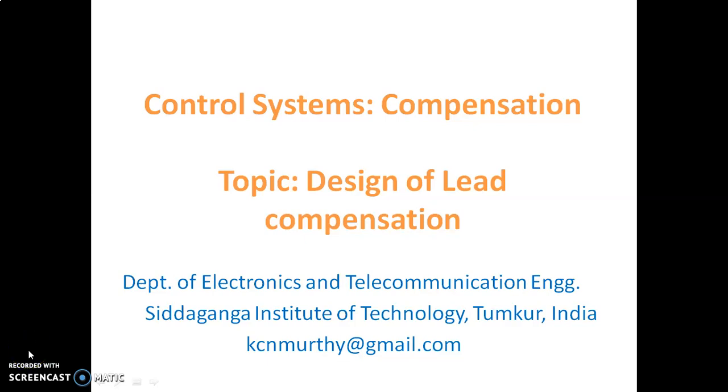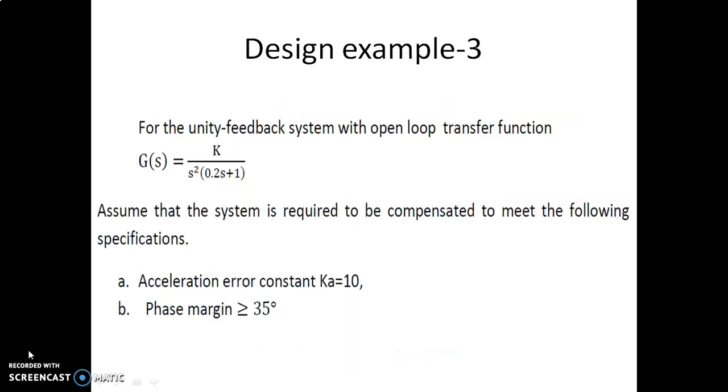So one more design of lead compensation network. In this particular example, we have a transfer function with repeating poles at the origin, and one more pole at a frequency of 5 radian per second, and it has two specifications. The acceleration error constant Ka should be 10 and the phase margin should be greater than or equal to 35 degrees. So we are supposed to design a compensator satisfying these two conditions.